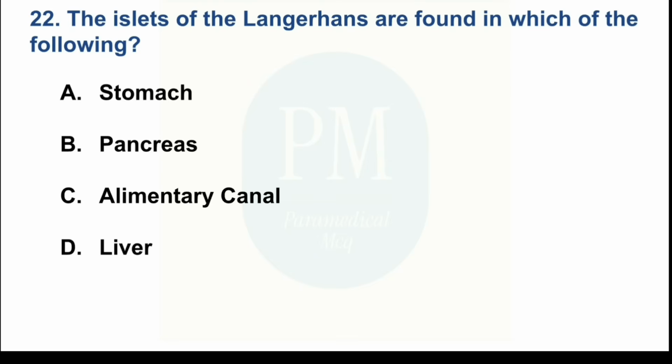The islets of Langerhans are found in which of the following? Option A, stomach. Option B, pancreas. Option C, alimentary canal. Option D, liver. The correct option is option B, pancreas.